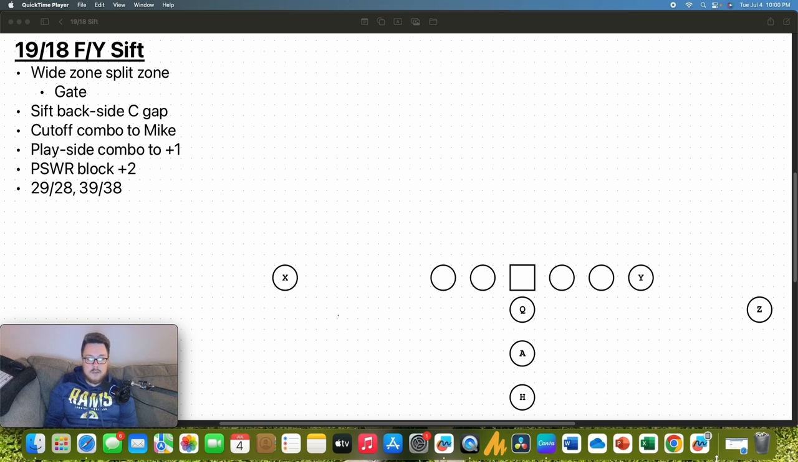So as far as our responsibilities, it's very similar to our regular wide zone, because now we're just blocking our wide zone rules with the front, and then we've got our sifter coming backside to man the C gap instead of him just running free. We've got our offensive line responsible for the mic and the plus 1, play side receiver responsible for the plus 2, and then we've got our RPOs and our SOs, our zone read screen options that we can play off of this as well. All right, we've got our 4-3 drawn up.